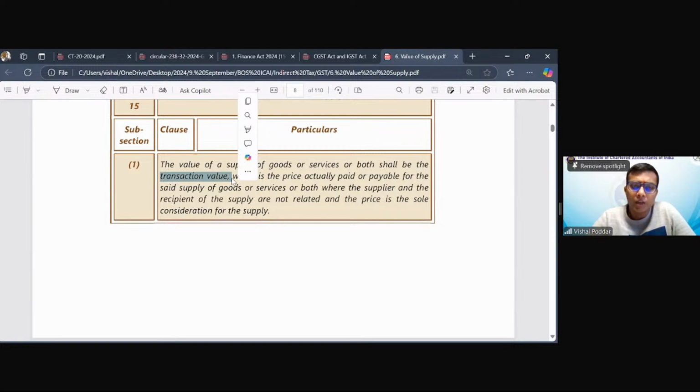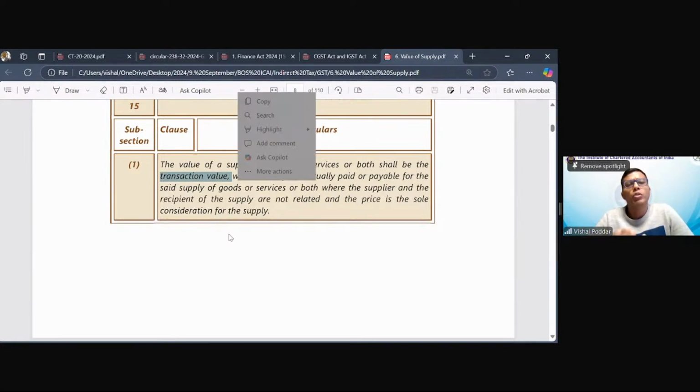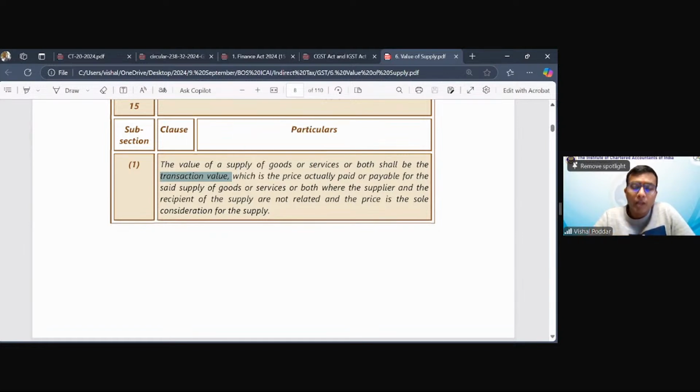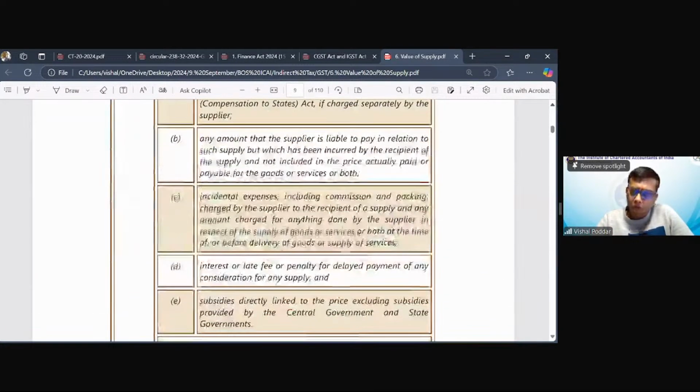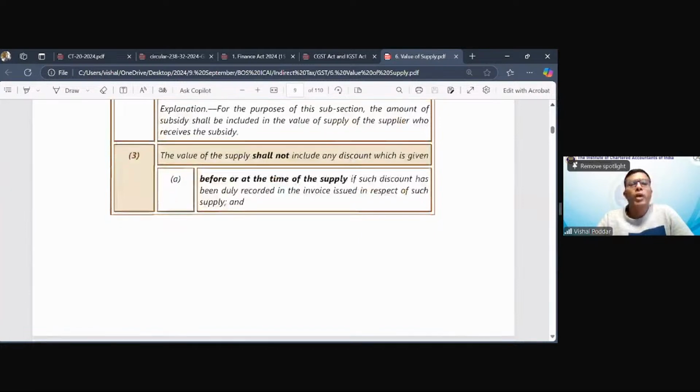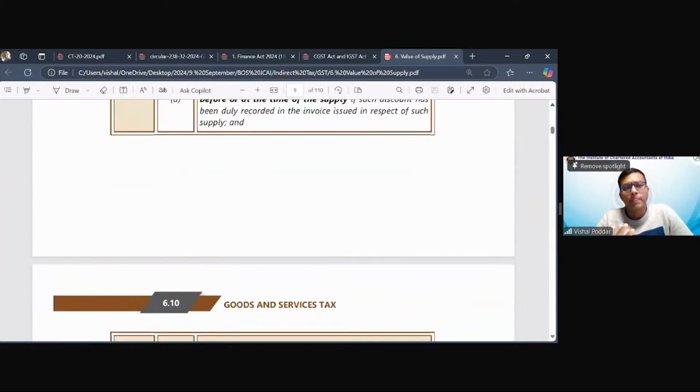What is this transaction value? Transaction value is the value at which you have entered into your transaction of supply, in simple words. So it is the value at which the supply was made. That is a transaction value. However, for accepting transaction value, you have three conditions. If all the three conditions are satisfied, you take your value, and to that value you add 2 and you subtract 3. You get the final taxable value.